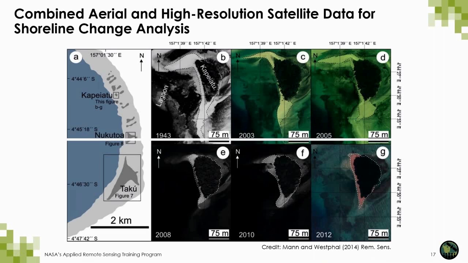Here's data from a study by Mann and Westphal from 2014, published in the journal Remote Sensing. It was conducted in Papua New Guinea, and they used historical photographic data and QuickBird and WorldView satellite data to study shoreline changes. You can see the dynamic nature of the shoreline through time. One third of the islands showed a statistically significant decrease in beach width with time, in this case apparently due to human activities and also longshore sediment transport.